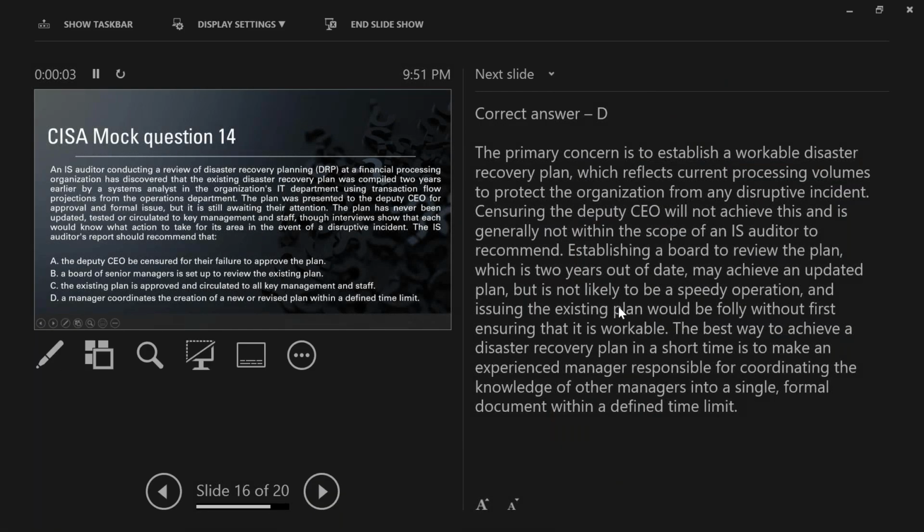The primary concern is to establish a workable DRP which reflects current processing volumes to protect the organization from any disruptive incidents. Censuring the Deputy CEO will not achieve this and is generally not within the scope of an IS auditor to recommend. Establishing a board to review the plan, which is two years out of date, may achieve an updated plan but is not likely to be speedy, and issuing the existing plan would be folly without first ensuring that it is workable. The best way to achieve a DRP in a shorter time is to make an experienced manager responsible for coordinating the knowledge of other managers in a single formal document within a defined time limit. So D is the right answer. I guess most of them have answered it right.